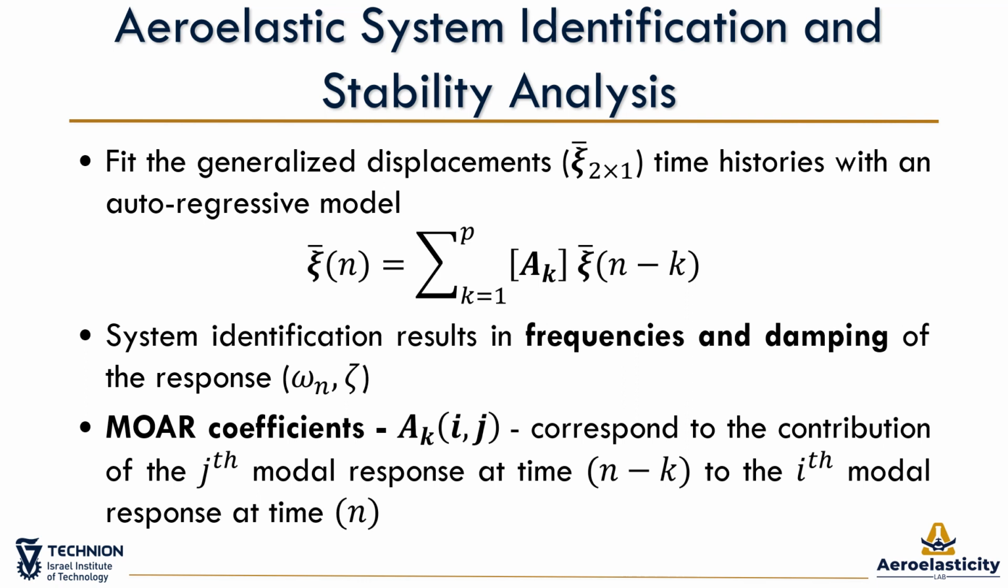Additionally, the MOAR coefficients, that is the elements of the matrices A_k, signify the contribution of the j-th modal response at time n minus k to the i-th modal response at time n. The A11 and A22 terms account for the effect of xi1 and xi2 on their own time histories. The cross terms account for the cross effects of the heave and pitch on each other. Based on the magnitude of the Aij elements, we attempt to characterize the different flutter mechanisms by examining the mutual effects of the heave and pitch time histories.